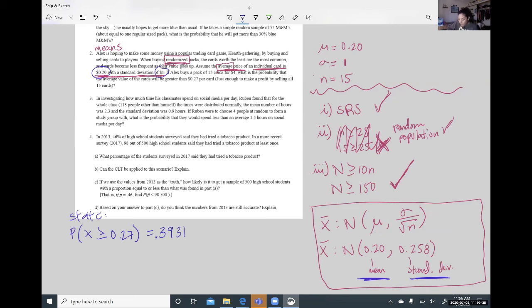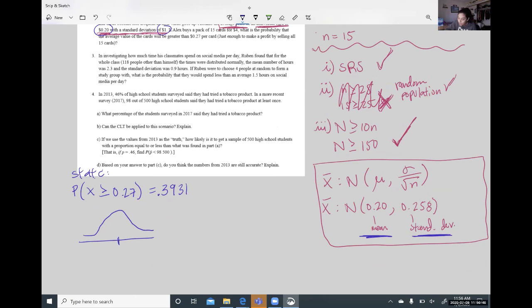And then make sure you also include your little drawing. Yours are going to look better than mine, of course. My mean was 0.20 and 0.39 is somewhere above, so you would shade the above part. If we change this to a percentage, it'll be 39.31%.